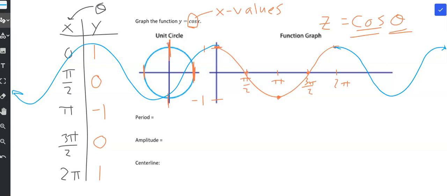No, but x equals zero, just think of that. That's the y-axis. The line that runs through the middle of this, when you look at that, these are always going to be y equals zero. Center line is always going to be y equals zero.